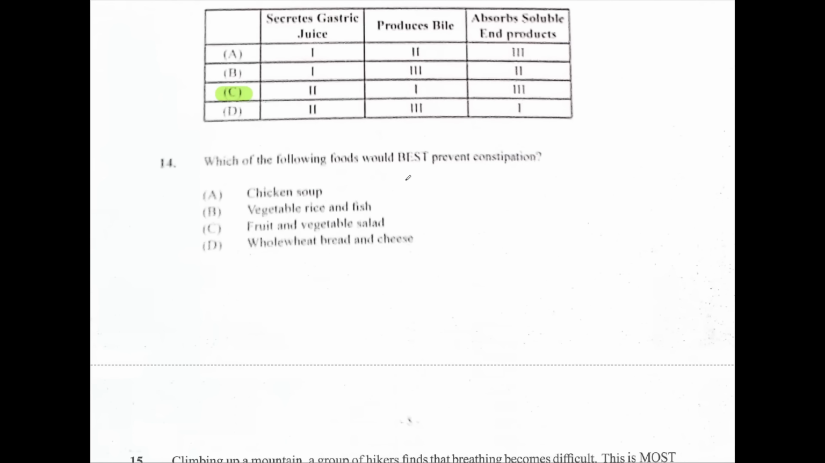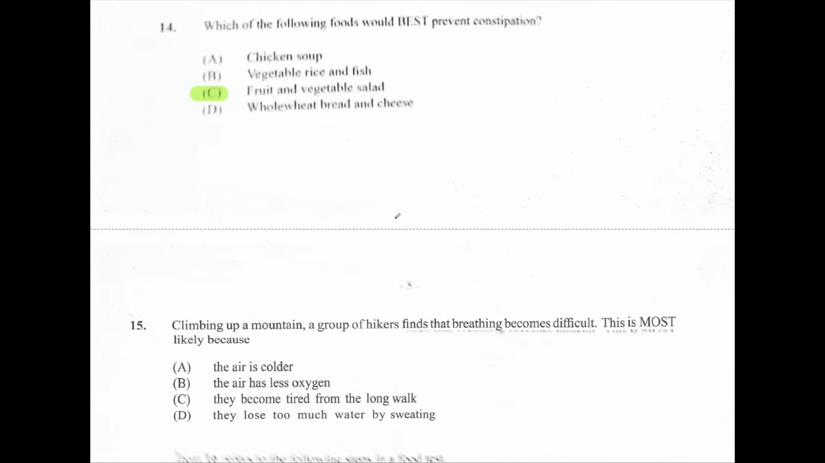Question 14, which of the following foods would best prevent constipation? You are looking for water or fiber, roughage. So you just pick the one that suggests that: fruit and vegetable salad. C is the answer for 14.